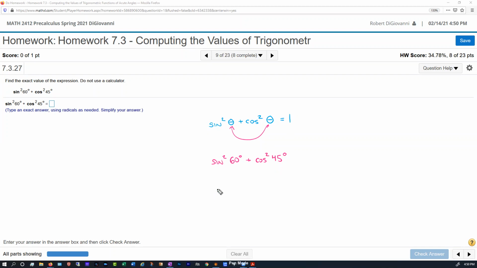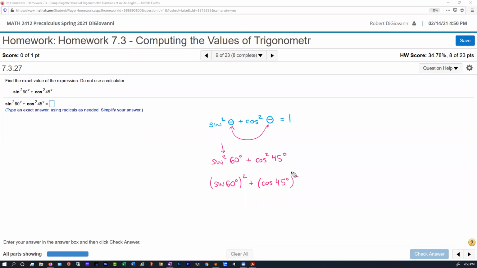So first one, just to be clear, what we have here is we are going to take sine of 60 degrees. What the notation, that 2 here, means is that we're going to take sine of 60 degrees first and then square it. And same thing on the other one: we're going to do cosine of 45 degrees first, and then we're going to square that answer.